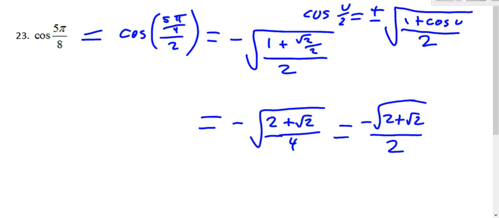Almost made the same mistake as last time. This has a plus in the formula. I said this was negative square root of 2 over 2, but I wrote the wrong thing. It's positive in the formula, and cosine of 5 pi over 4 is negative square root of 2 over 2, so it's plus a negative.